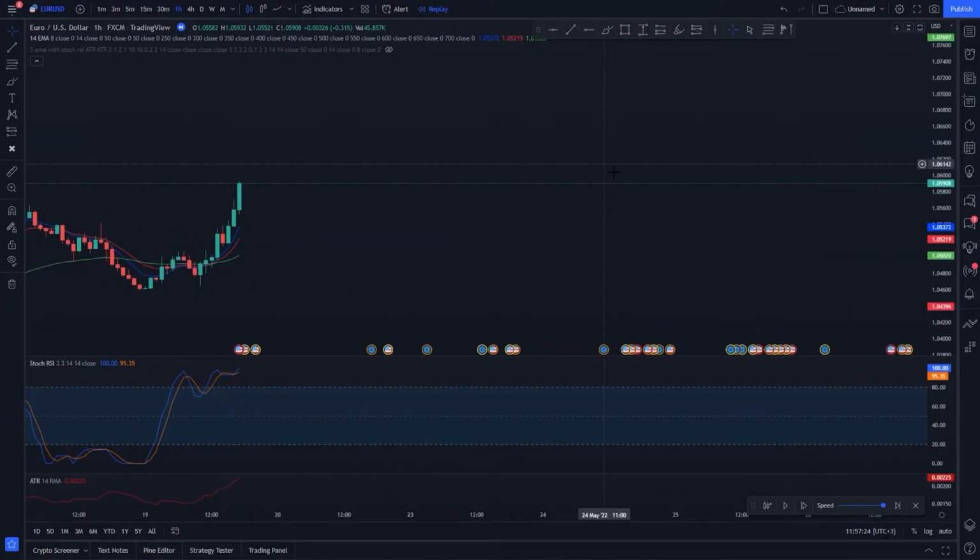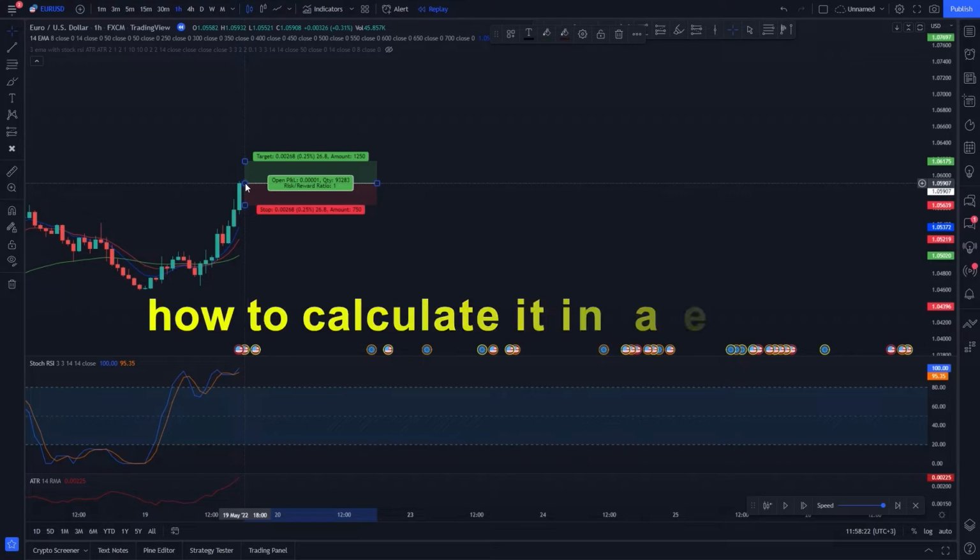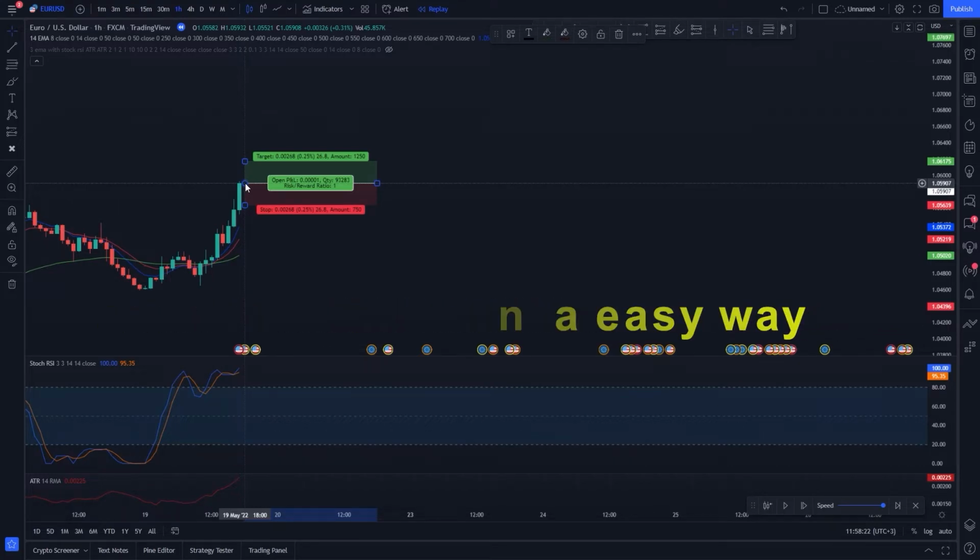For a long signal to be valid, you need to make sure that the 8 EMA is above the 14 EMA, which is also above the 50 EMA, and the stochastic crosses up, and the candlestick has to close above all 3 lines. We can go ahead and take a long position. Our stop loss is 3 times the ATR value, and take profit is 2 times the ATR value. And I will show you how to calculate it in an easy way.